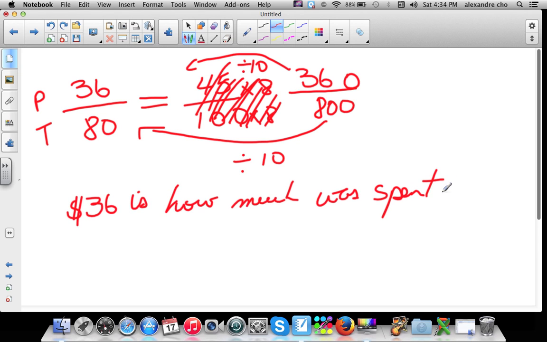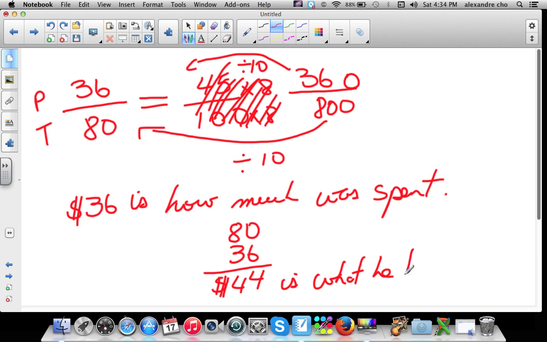Okay? And the question says, how much does he have left to spend? So you still have to go back here. 80 is the amount he had. 36 is how much he spent. Subtract, 44. So final answer, 44 is what he, is it a he, has left. Could be a she. Well, anyways.